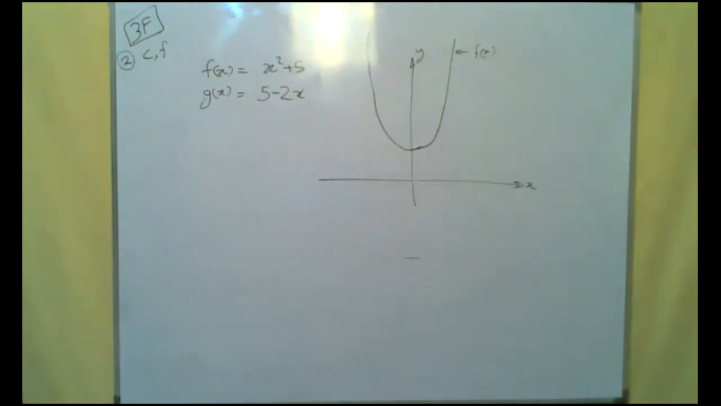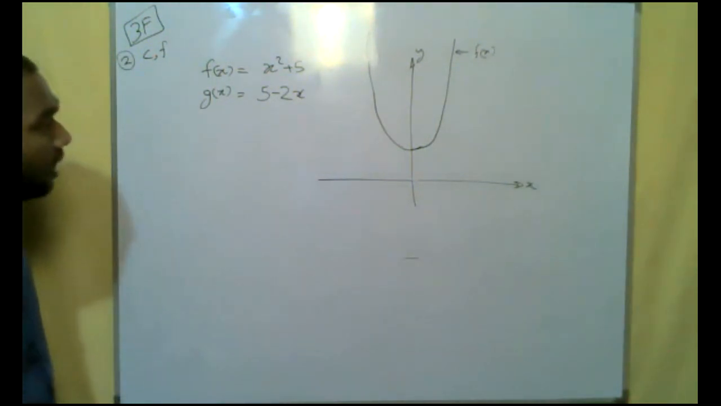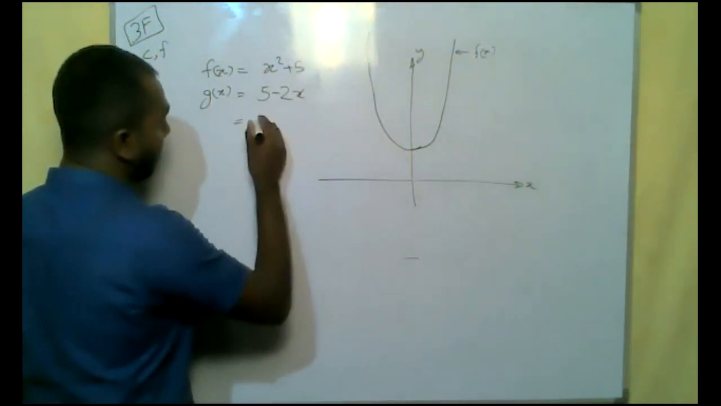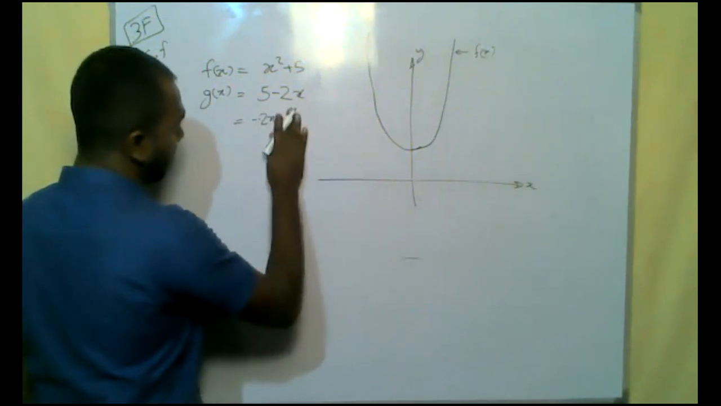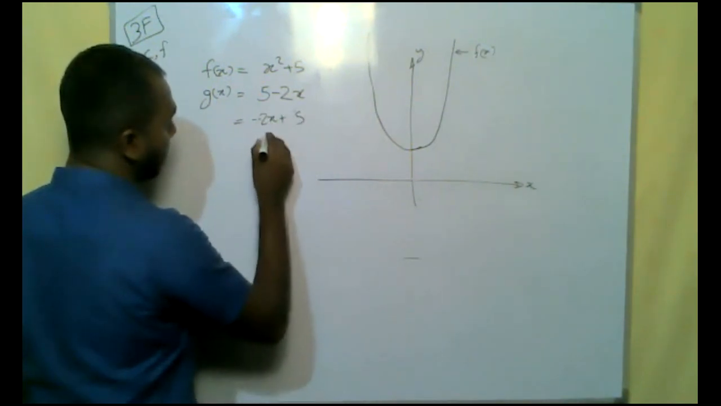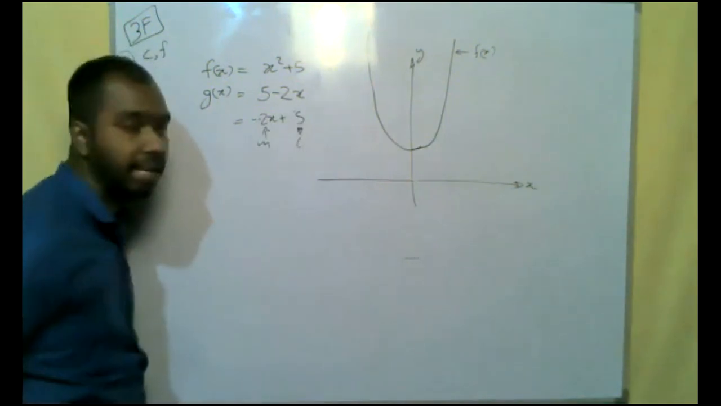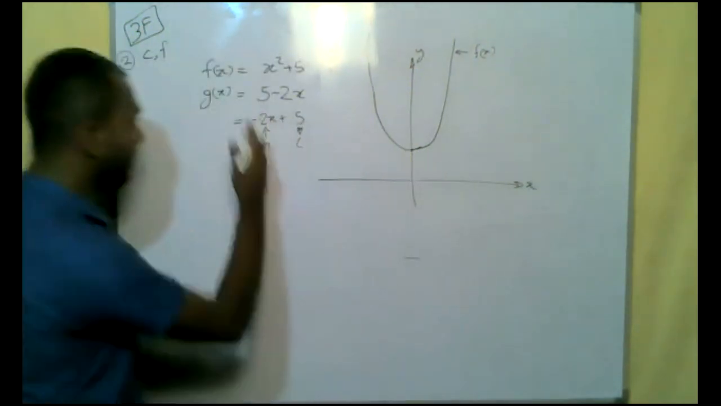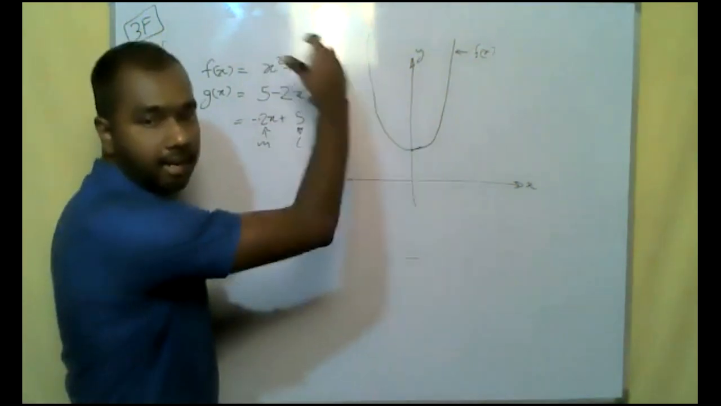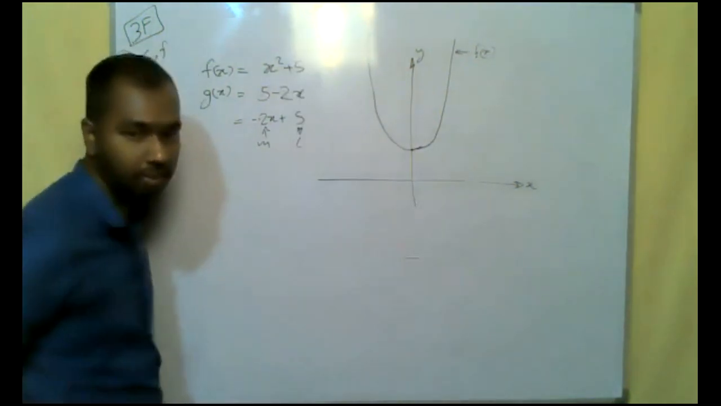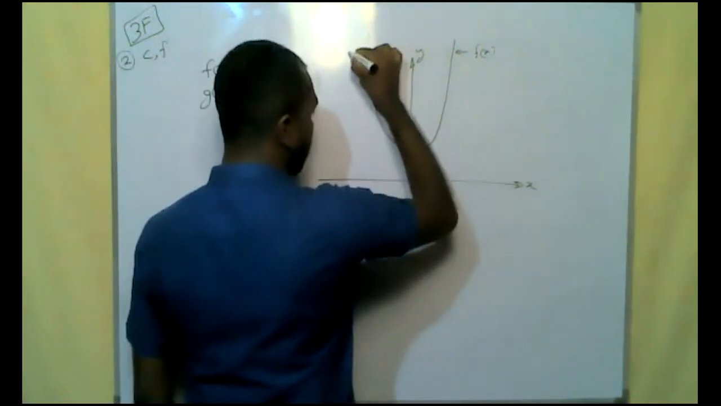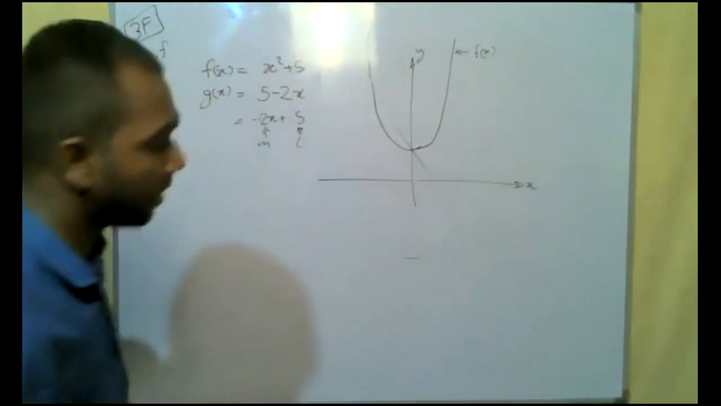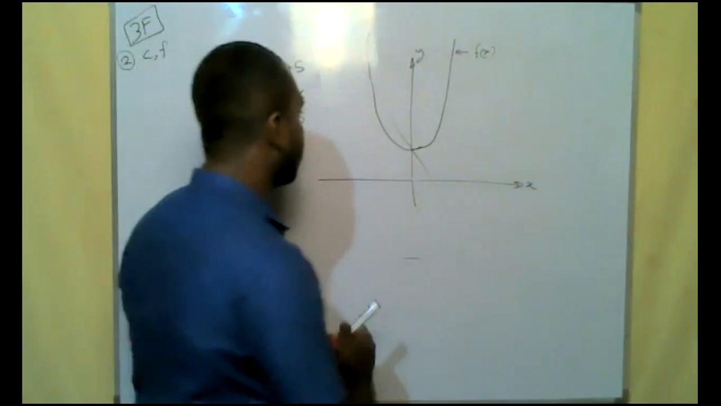And what is our g(x)? 5 minus 2x. If we rearrange this in the form y equals mx plus c, what are our m and c? m is minus 2 and c is 5. So the intercept is 5, that means this point is where it crosses, and minus 2 means it has a negative gradient. That means it is slanted this way. So the sketch will be like this.